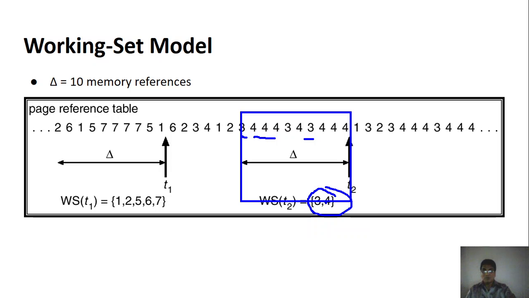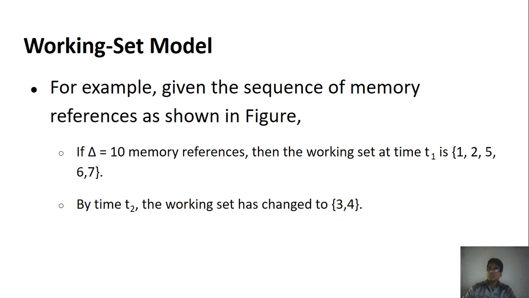3 and 4. What you can do now is you can safely remove 1, you can safely remove 2, you can remove 5, you can remove 7 and 6. All of them you can remove from the memory because they are not required for this working set, or for this locality. You can remove them and keep something else for the next one. So this is how the model will work.